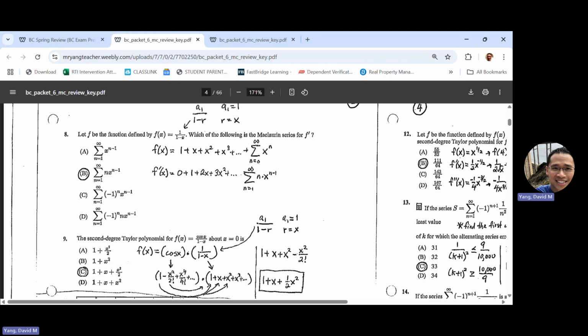Number 9, we have a Maclaurin series for cosine of x. We have a Maclaurin series for 1 over 1 minus x. So if I can get the polynomial versions of both of them, I can just multiply them together to get what would be my first few terms.